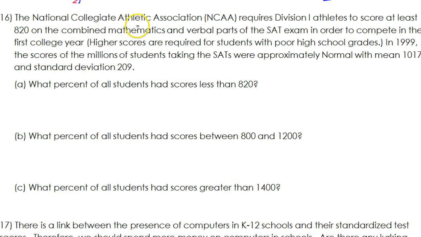Okay, the National Collegiate Athletic Association, NCAA, requires Division I athletes to score at least 820 on the combined mathematics and verbal parts of the SAT exam in order to compete in their first college year. Higher scores are required for students with poor high school grades. In 1999, that was a long time ago, the scores of the millions of students taking the SATs were approximately normal, with a mean of 1,017 and a standard deviation of 209. What percent of all students had scores less than 820?